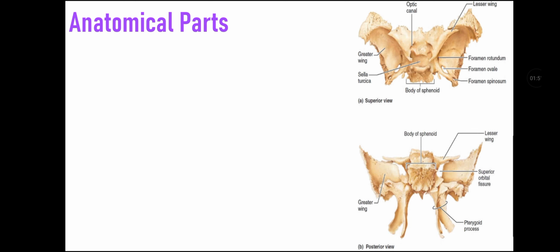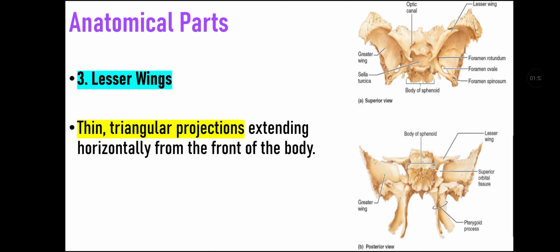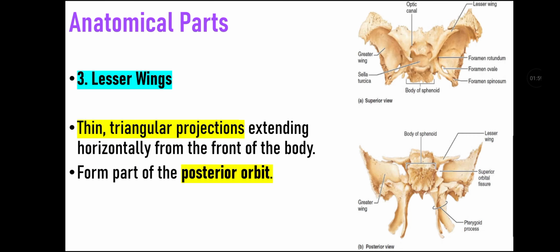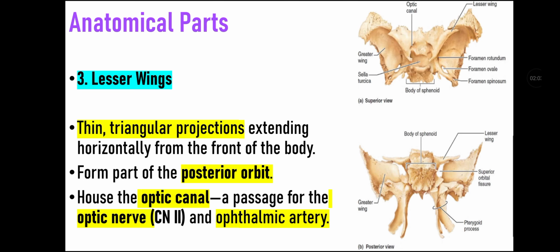Now, further talking about anatomical part, we have lesser wing of sphenoid bone, that is thin triangular projection extending horizontally from the front of the body. It forms part of the posterior orbit. It houses the optic canal, a passage for the optic nerve and ophthalmic artery.